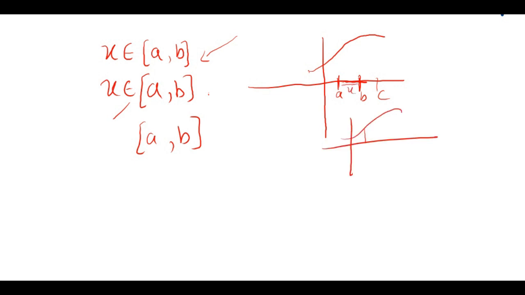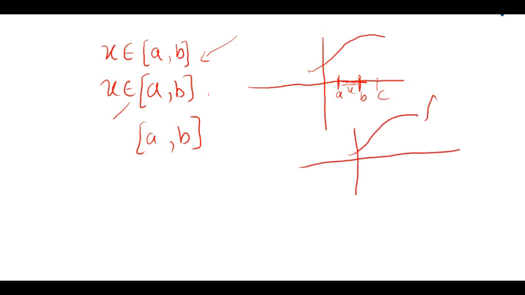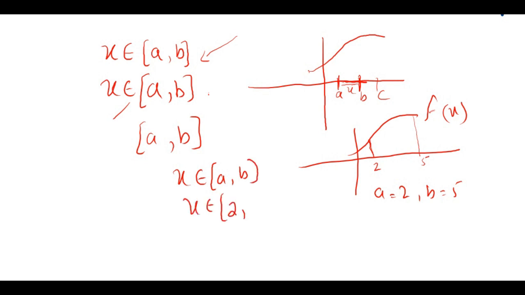So let's suppose we have some graph over here, and let's suppose it is a function, for example, the function of x. We don't know what x actually is, but let's suppose a equals 2 and b equals 5. So if I'm saying x belongs to, because these are the two points a and b, x technically belongs to the interval between 2 and 5.